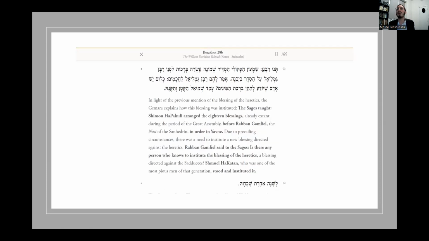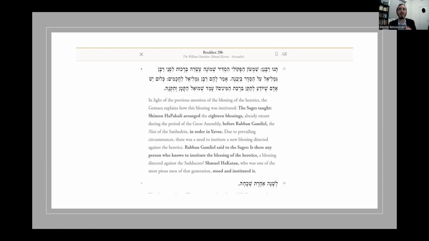But then comes the Gemara. And the Gemara here is in a discussion about Birchas HaMinim. Says the Gemara, tanu rabbanan, we learned in a Braisa, Shimon HaPakoli hiskin shmoneh esrei brachos lifnei Rabban Gamliel al haseder b'Yavneh. Shimon HaPakoli, Shimon maybe whatever that means, Pakoli maybe a flax maker, there's all sorts of different ideas thrown out there. A person named Shimon HaPakoli, who is not called rabbi, arranged the 18 brachos before Rabbi Gamliel according to their order at Yavne.